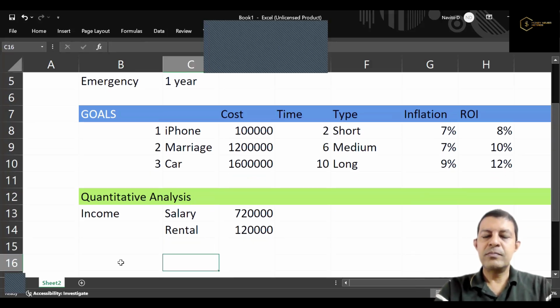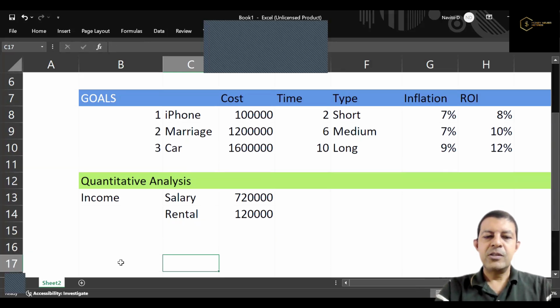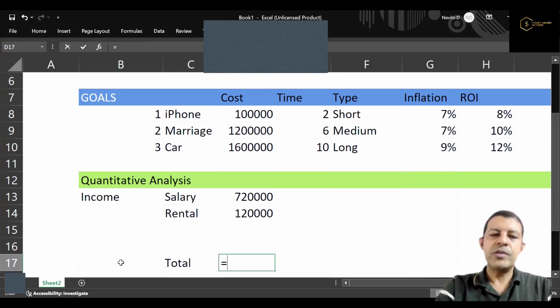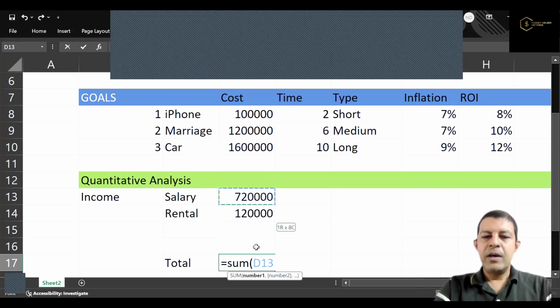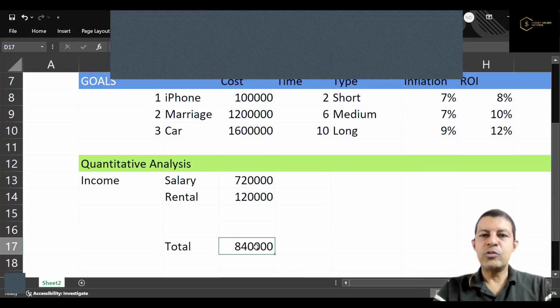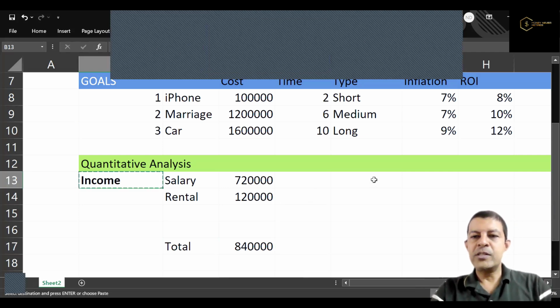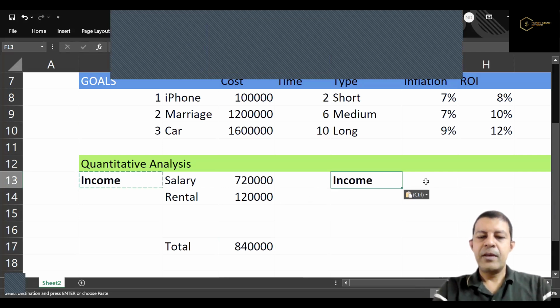That is 1,20,000 for the entire year. So the total of this income, we're going to sum it all up, and he's earning about 8,40,000 for the entire year. So this is his income.